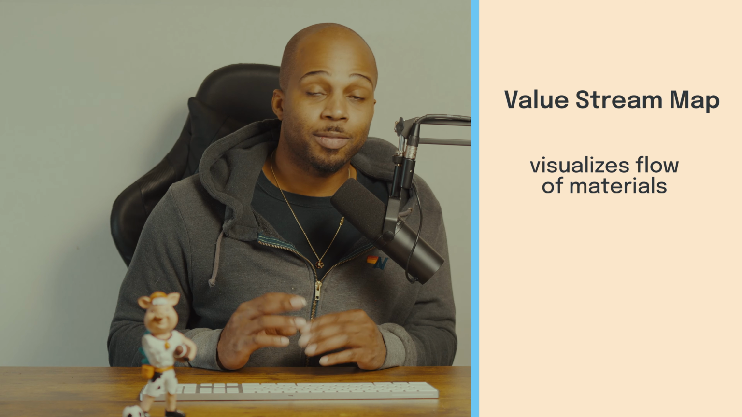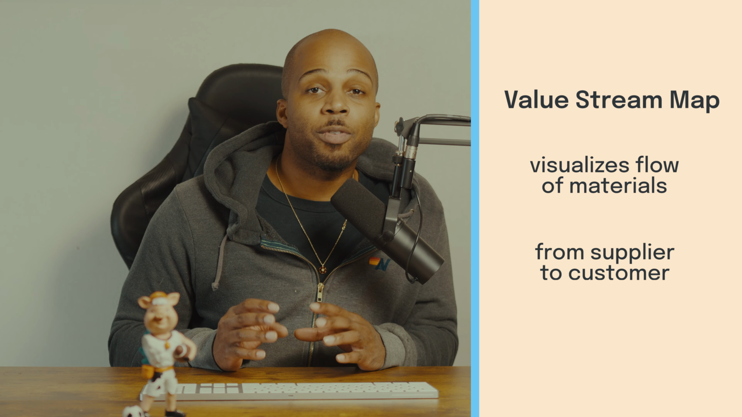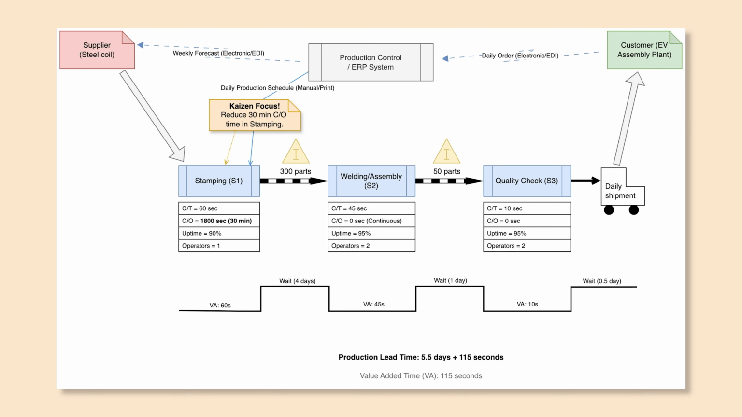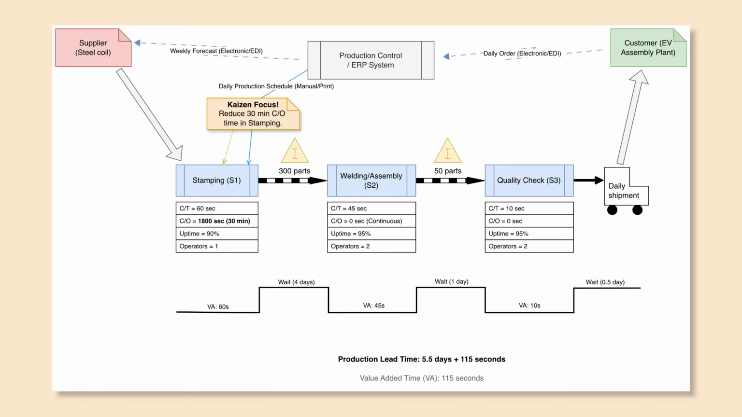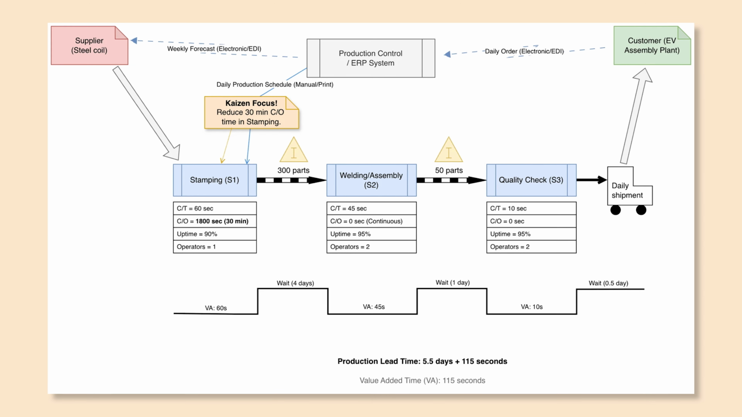Our last diagram, but certainly not least, is our value stream map. Value stream mapping is a tool used to visualize the flow of materials all the way from the supplier to the customer. Industrial and manufacturing engineers rely heavily on this diagram to keep massive assembly plants running efficiently.